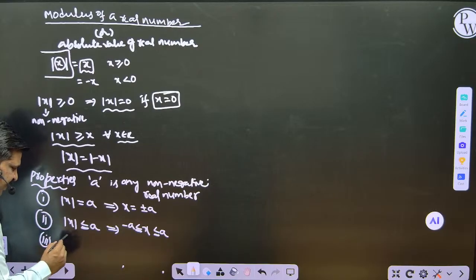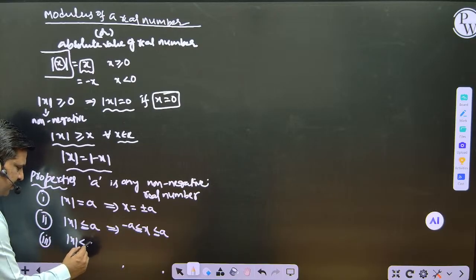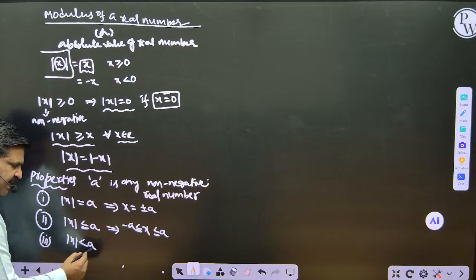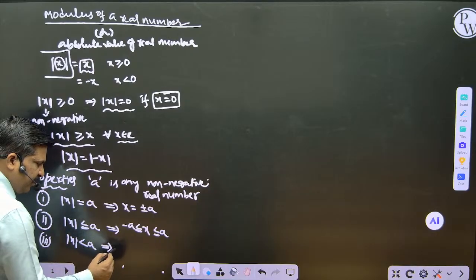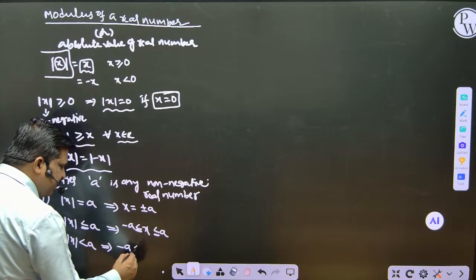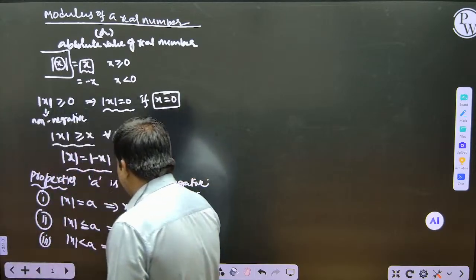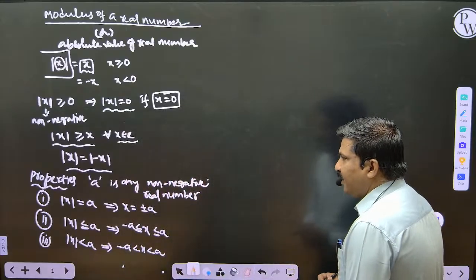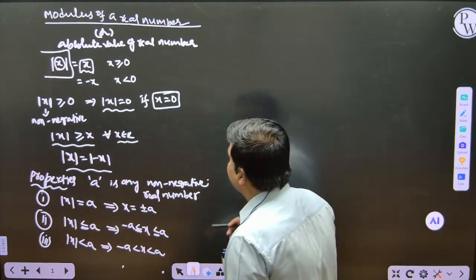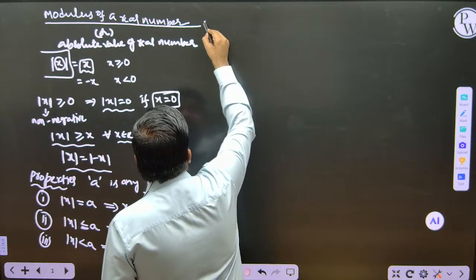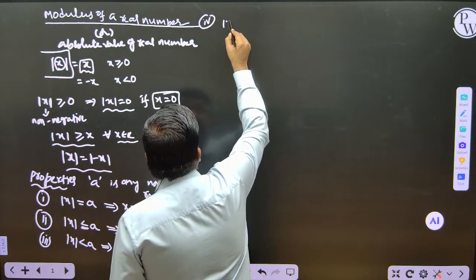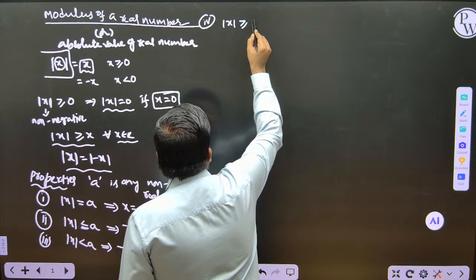For example, if equality is not there, modulus of x less than A, then x lies between minus A and plus A. Next, the fourth one here is modulus of x greater than or equal to A.